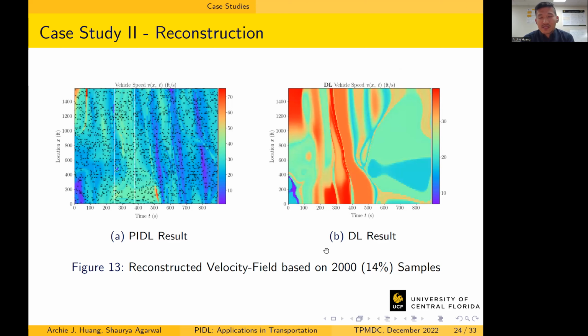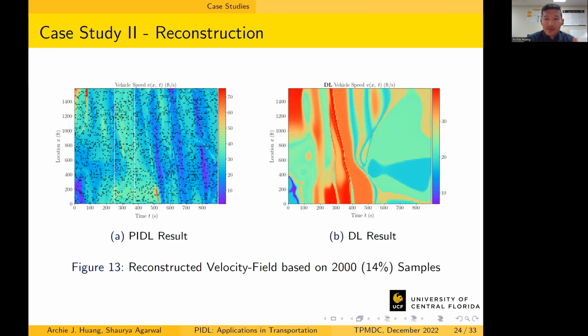Moving on with a slightly bigger training data set, now we can see PIDL on the left is able to capture that shockwave pattern and regenerate it. And on the right, the DL reconstruction does not achieve the same level of accuracy.